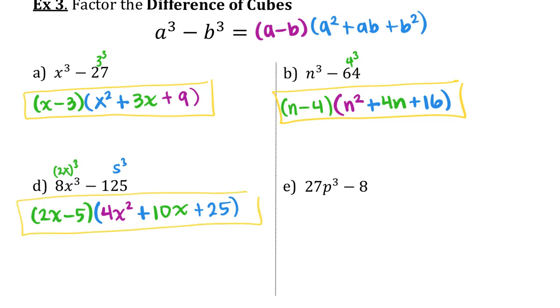Okay, last one. To get 27, 3, and hopefully you're starting to recognize them. To get 8, 2 cubed. First parenthesis, 3p minus 2. Next parenthesis. First thing squared, 3p, 9p squared. And just check, this times this has to equal this. I already used up the minus, so let's do all pluses now. So 3p times 2, 6p. And then last thing squared, 2 squared is 4. And then just double check: if I do negative 2 times 4, I get negative 8, so it works.